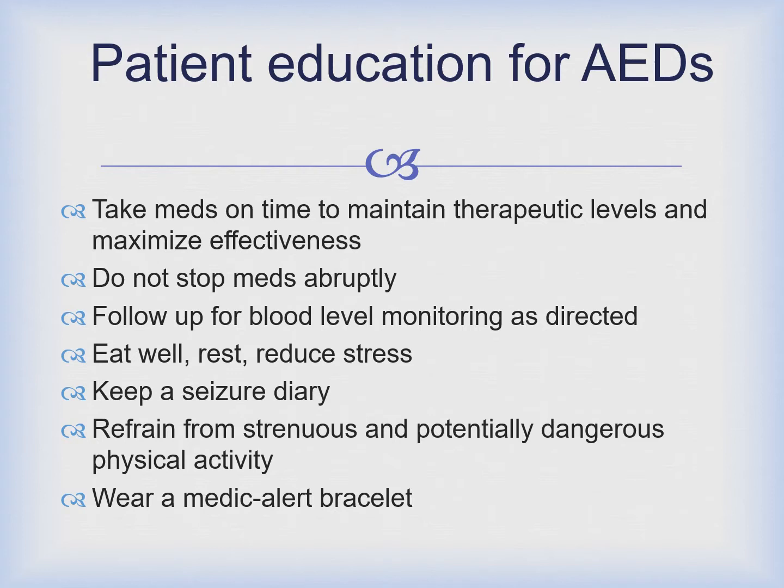If they're having something like Dilantin, they're going to have blood levels monitored, and so they would need to be educated on that. They need to eat well, they need to rest, reduce their stress level if possible, because these things will decrease the trigger and maybe help reduce the amount of seizure activity they're having. Refraining from strenuous or dangerous physical activity, again, stress on the body may be a trigger.